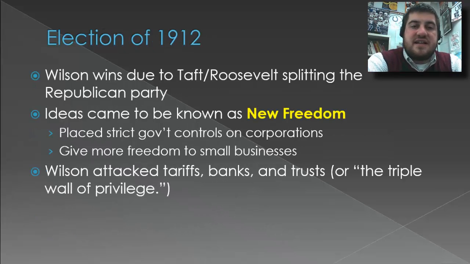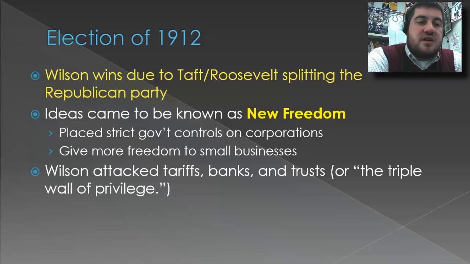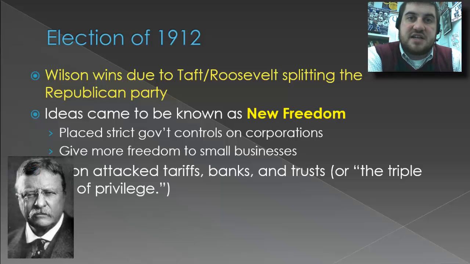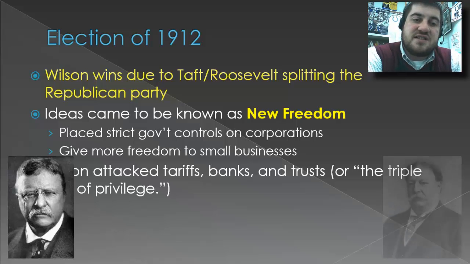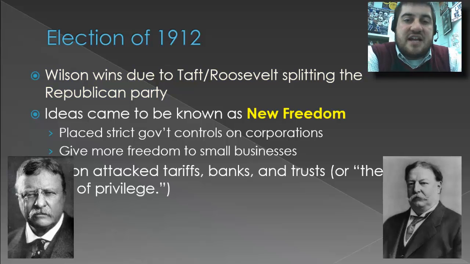Wilson wins in the election of 1912. So the election of 1900, McKinley won. Then Roosevelt becomes president because McKinley is assassinated. In 1904, Roosevelt wins. In 1908, Roosevelt doesn't run, and Taft wins. And Taft and Roosevelt end up arguing over the way the Republican Party should go, and their party is split down the middle. Half of them vote for Taft, half vote for Roosevelt.